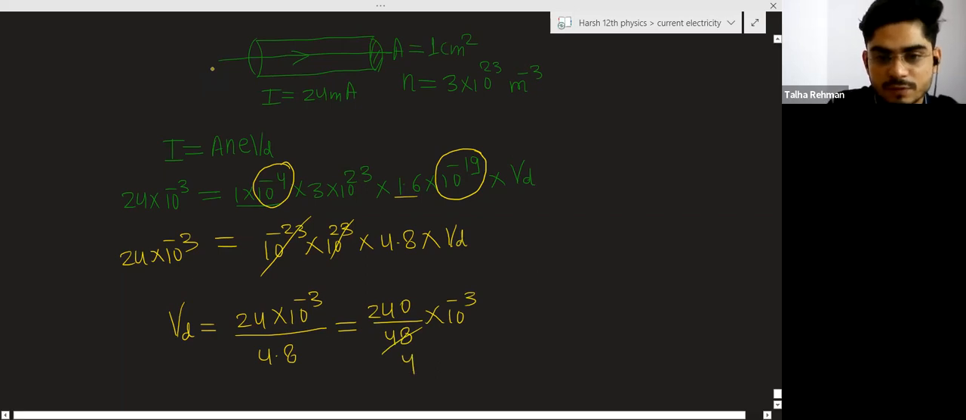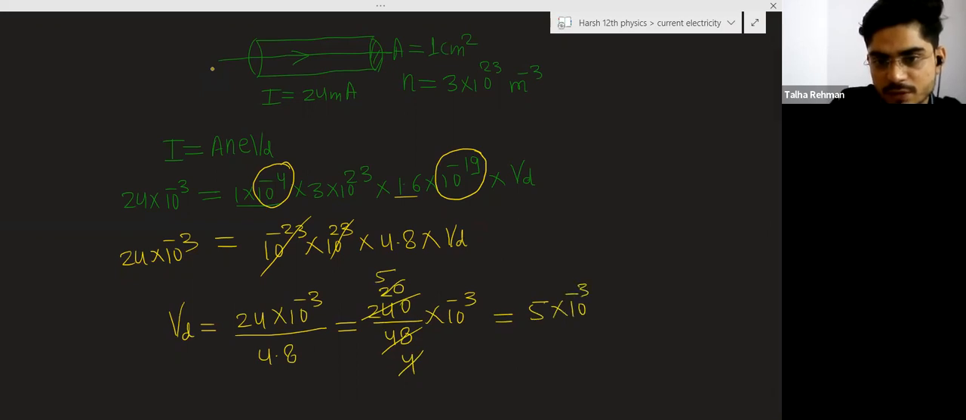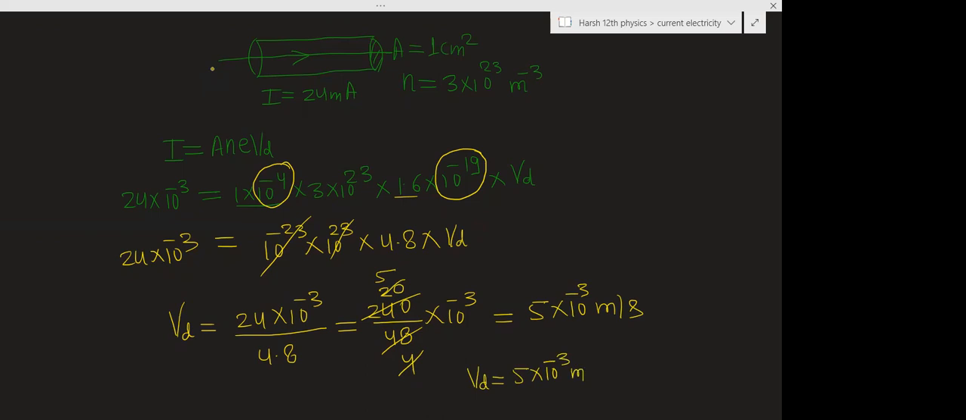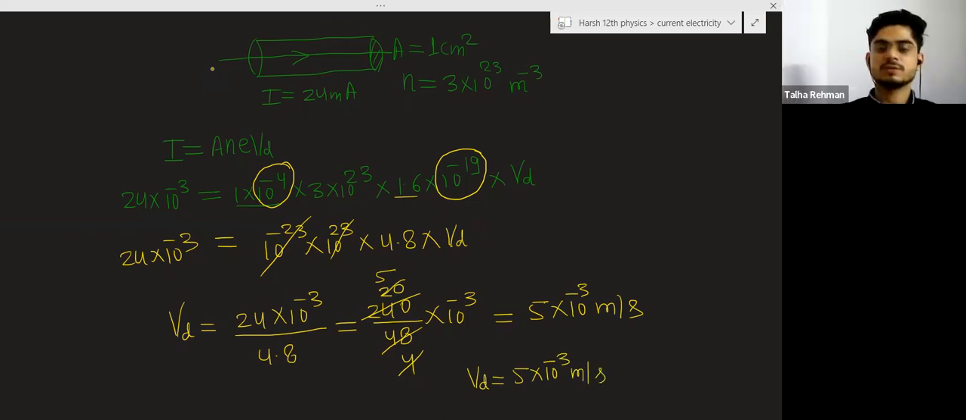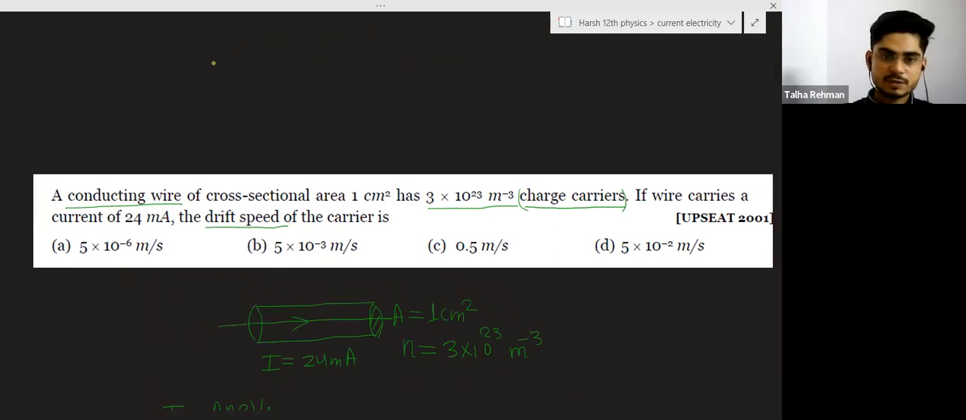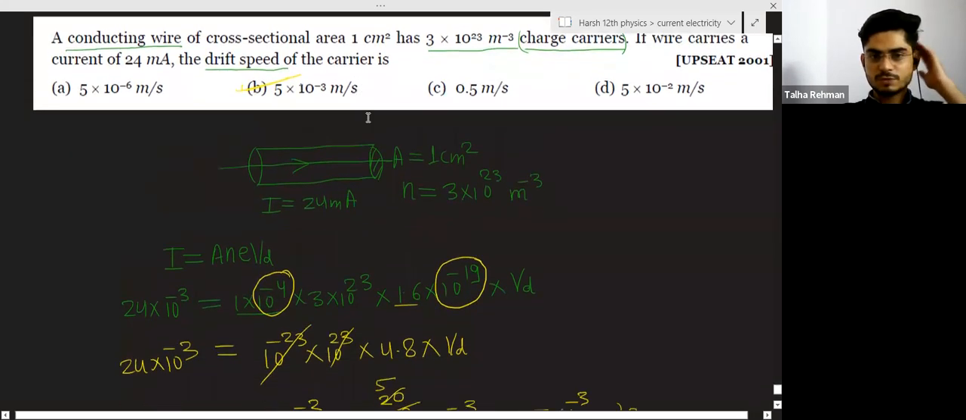4 is a 20. Then you will get 4 5s, which means 5 into 10 to the power minus 3 meter per second. You will have the drift speed. So this is the answer. 5 into 10 to the power minus 3 means this option is correct. B option is correct. Please note it down.